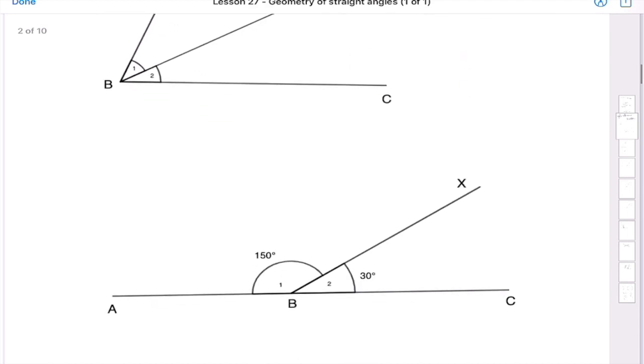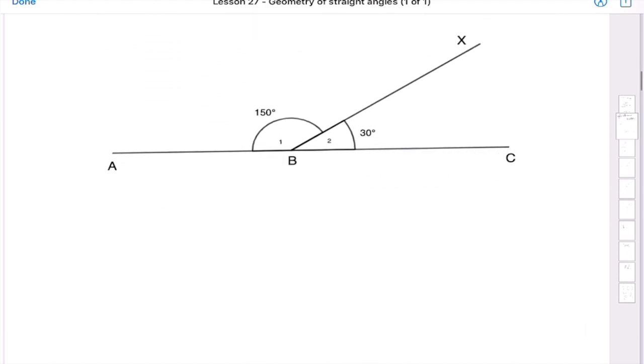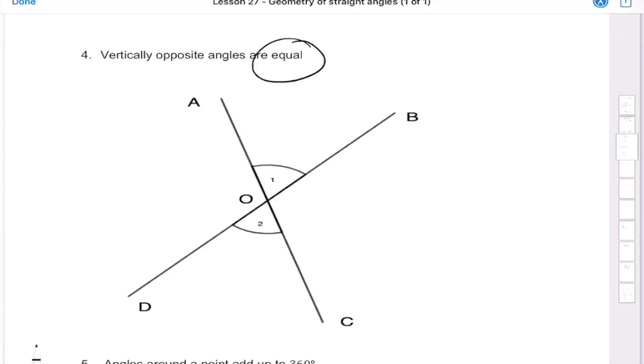And so this is the picture we are talking about here. In this diagram, angle B1 plus angle B2 should give us 180 degrees. In this diagram, angle O1 is vertically opposite to angle O2. Therefore, these angles are equal.